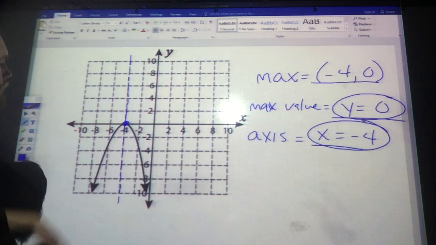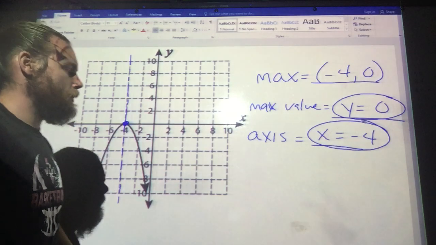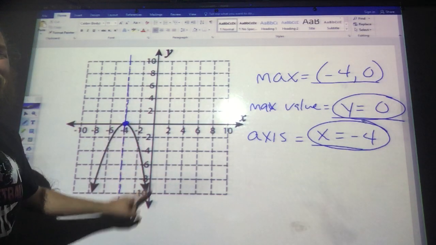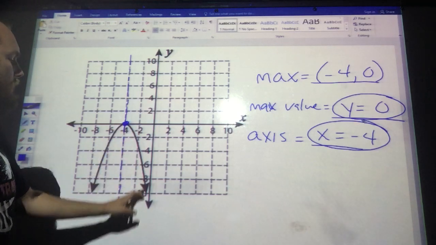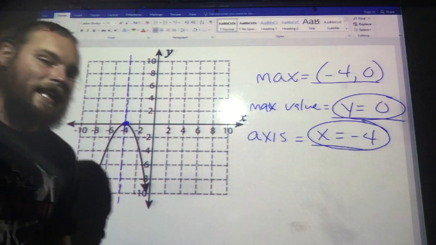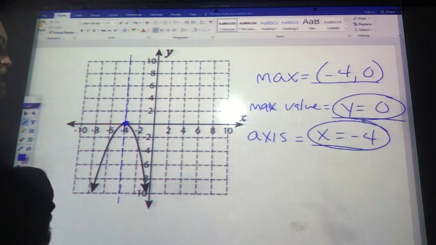Now, this graph does have a y-intercept, but we cannot see it here. That's something we'll get into later. But you cannot see the y-intercept. Doesn't mean it doesn't have one. It means we just can't see it.